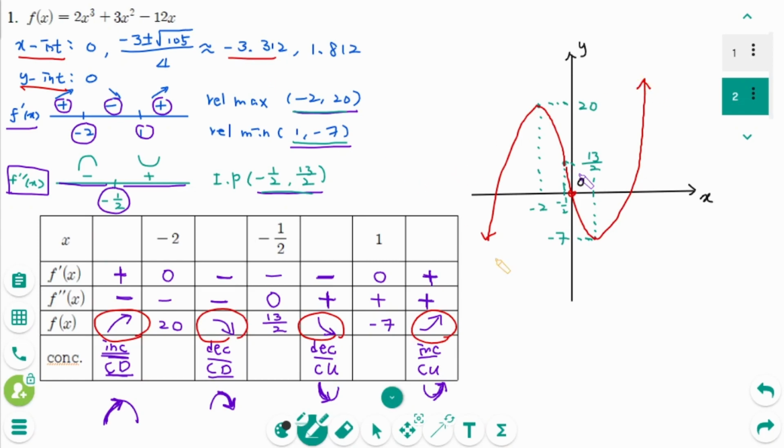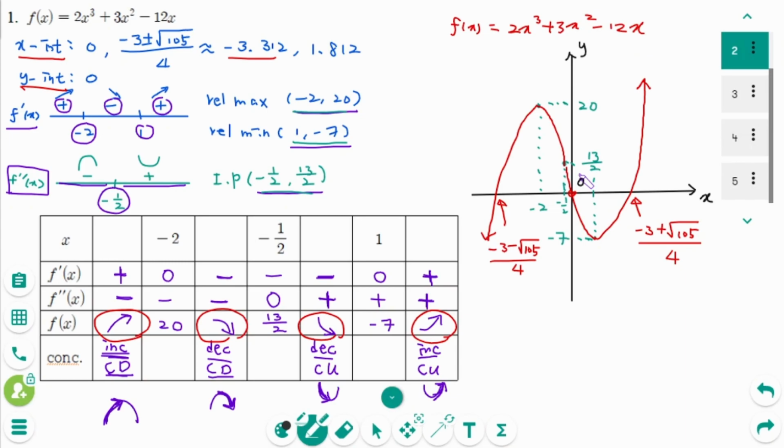Then x-intercept is, that one is minus 3 minus the square root of 105 over 4. And this one is minus 3 plus the square root of 105 over 4. So this is the graph of 2x cubed plus 3x squared minus 12x. And the relative maximum at minus 2, 20, relative minimum at 1, minus 7. Inflection point is here.